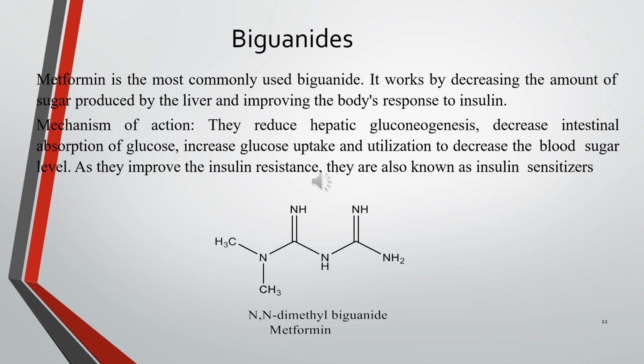Now the next category is biguanides. Metformin is the most commonly used biguanide. It works by decreasing the amount of sugar produced by the liver and improving the body's response to insulin. The mechanism of action of biguanides: they reduce hepatic gluconeogenesis, decrease intestinal absorption of glucose, and increase glucose uptake and utilization to decrease the blood sugar level. As they improve insulin resistance, they are also known as insulin sensitizers. Here is the example of metformin with its structure.